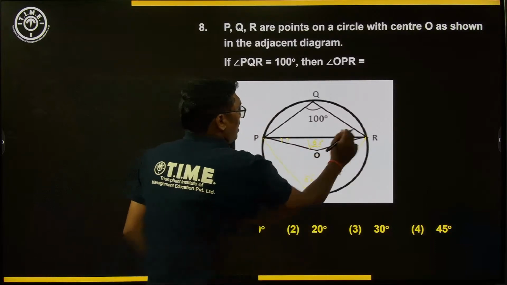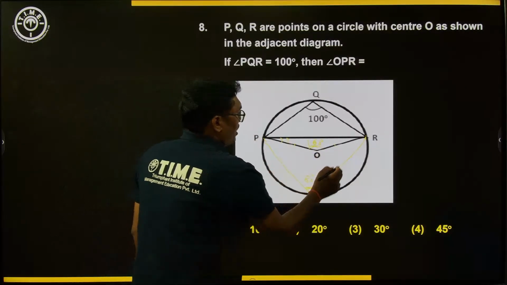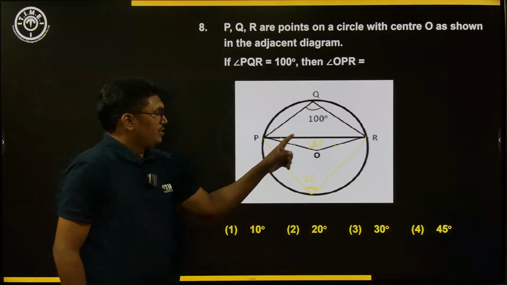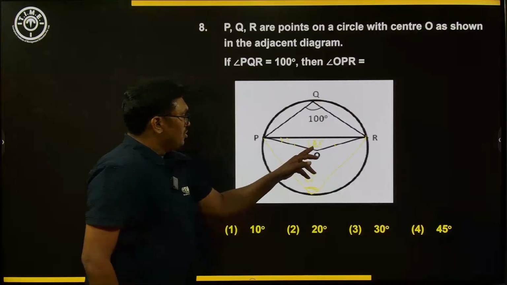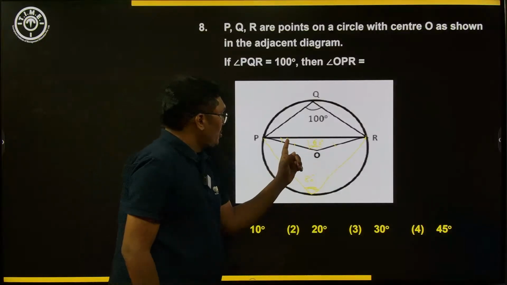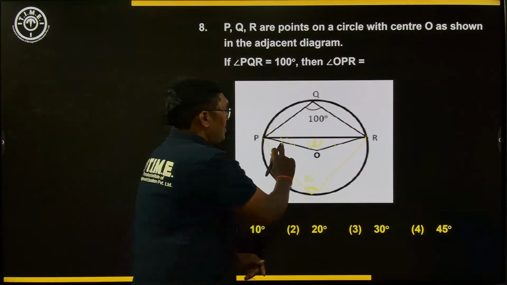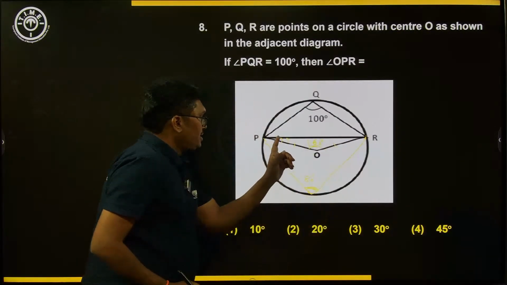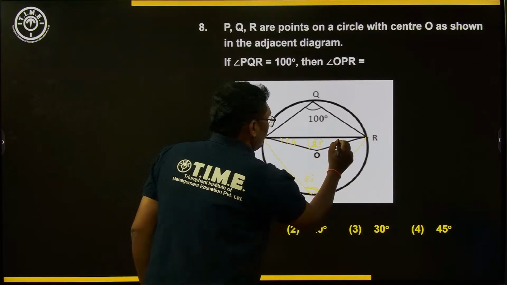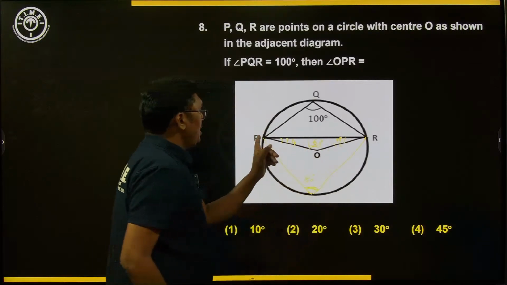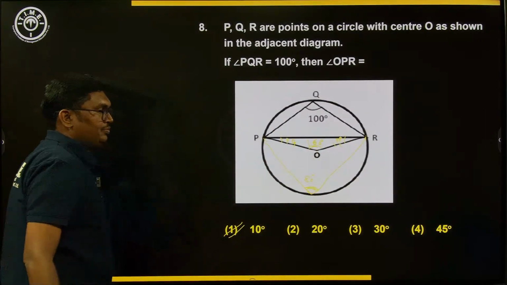So POR is an isosceles triangle because OP and OR are radii. These two sides are equal, so POR forms an isosceles triangle, and these two angles are equal. One angle is 160, so what is the remaining? Total is 180. This is 160, so the remaining is 20. The sum of these angles should be 20 and they are equal, so this should be 10 and this is also 10. So OPR is 10 degrees. That means choice 1, right?